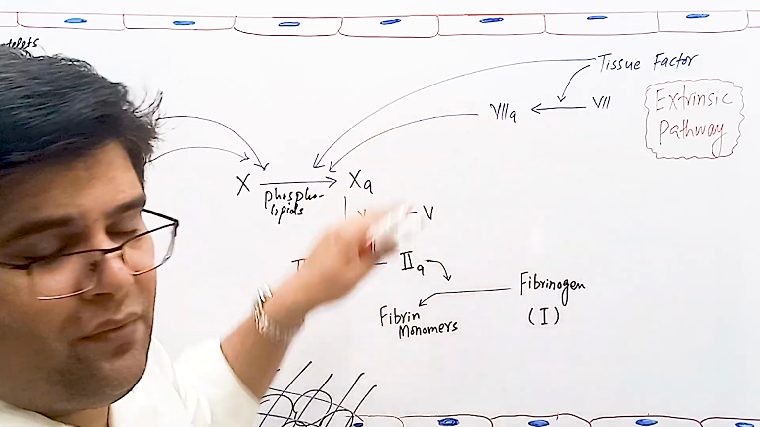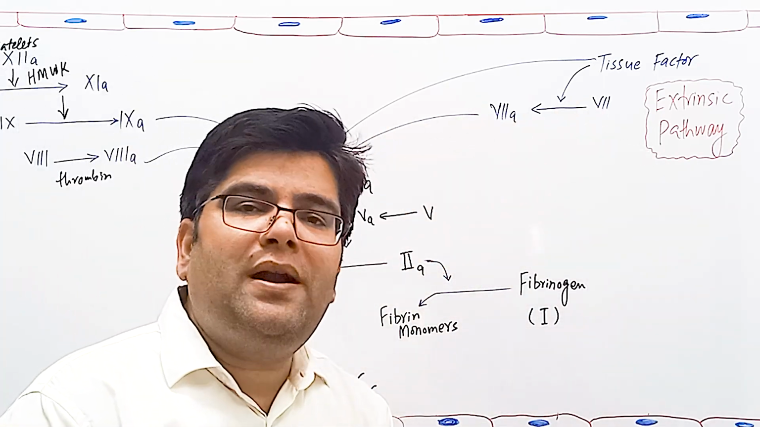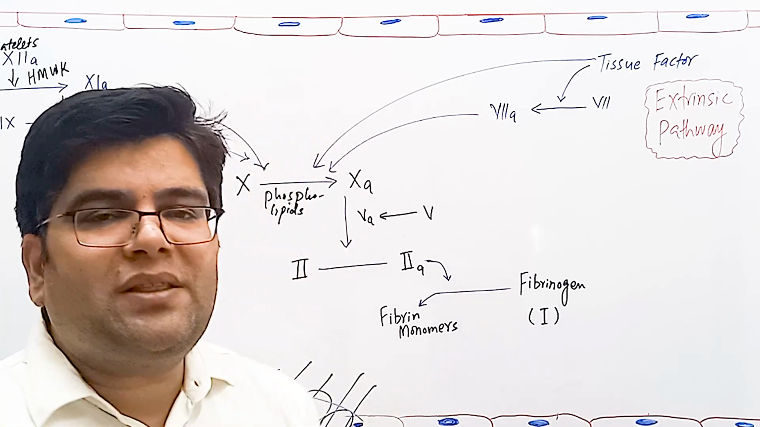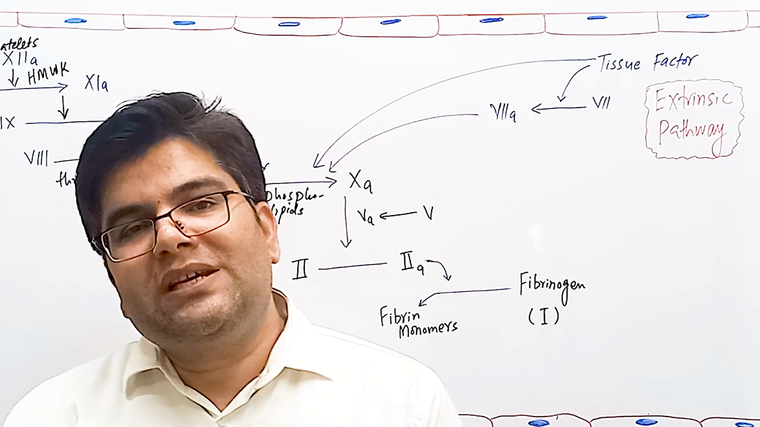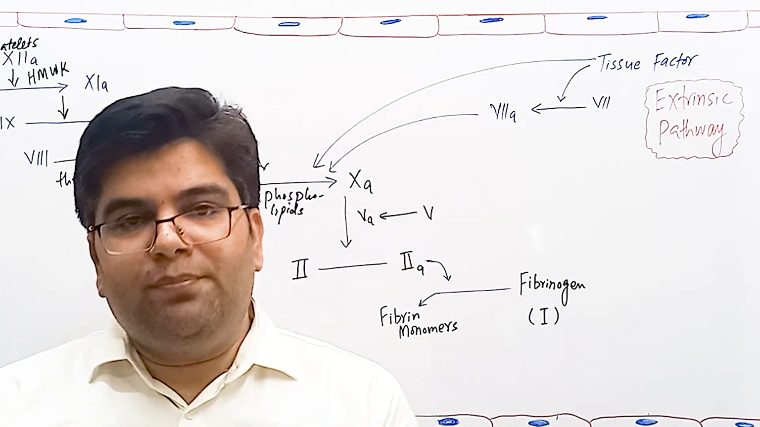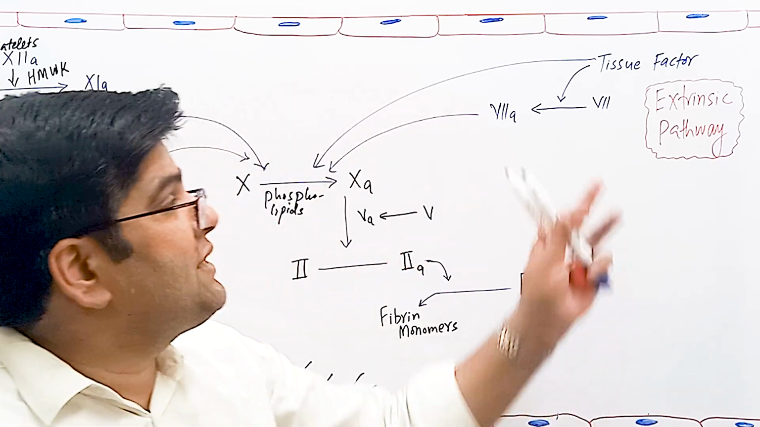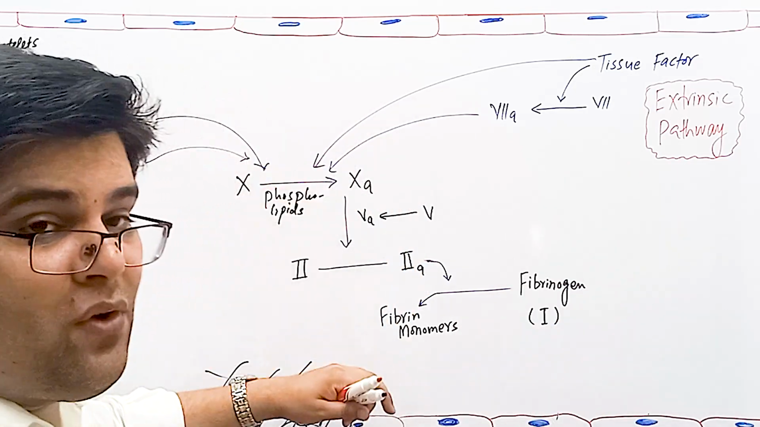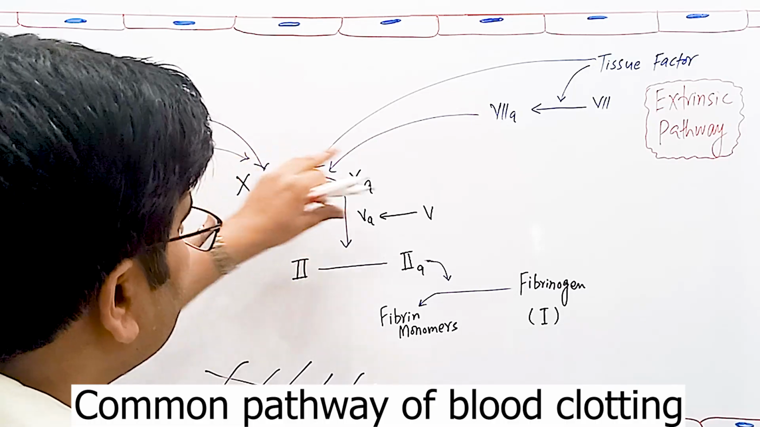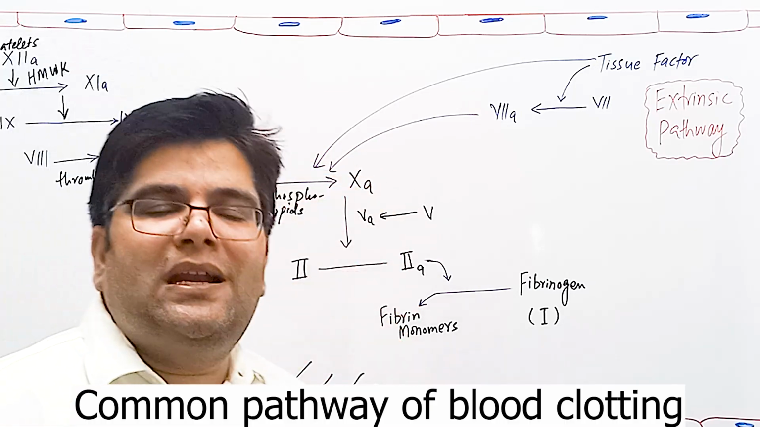It can complete very quickly, as rapidly as within 15 seconds, but this intrinsic pathway, because it has more steps, can take up to 1 to 6 minutes to complete. However, both of these, the intrinsic pathway as well as the extrinsic pathway, work simultaneously. And from here onwards, from clotting factor number 10, there is the common pathway or combined pathway.